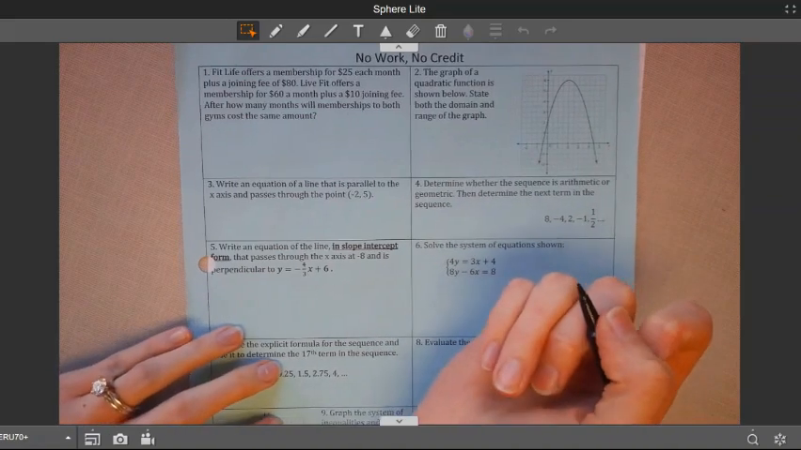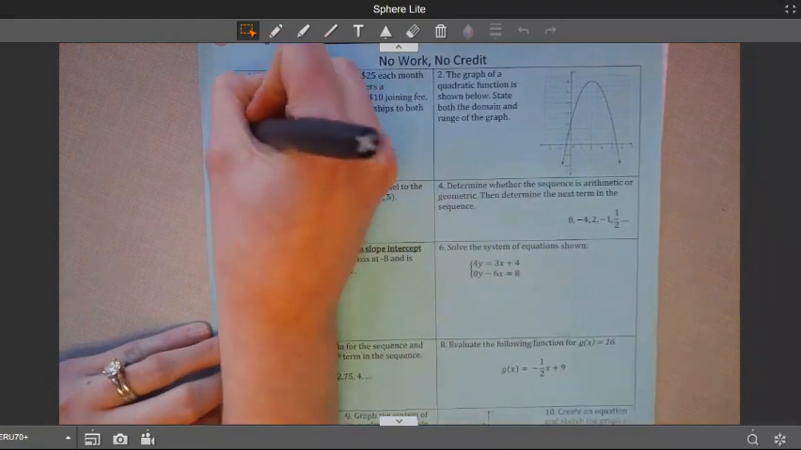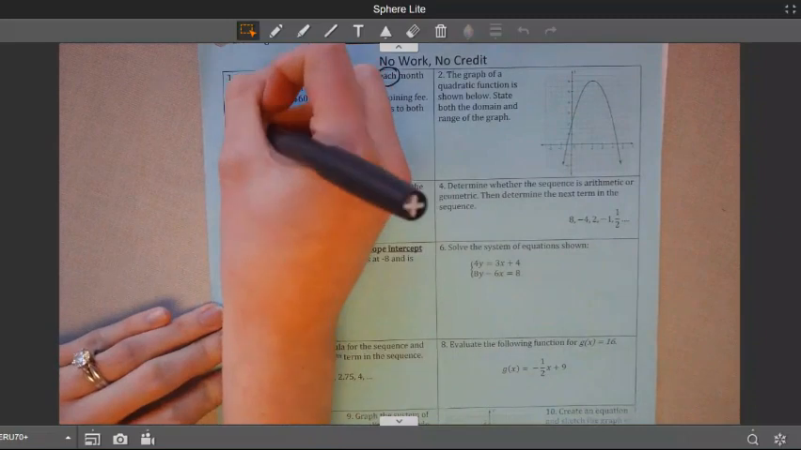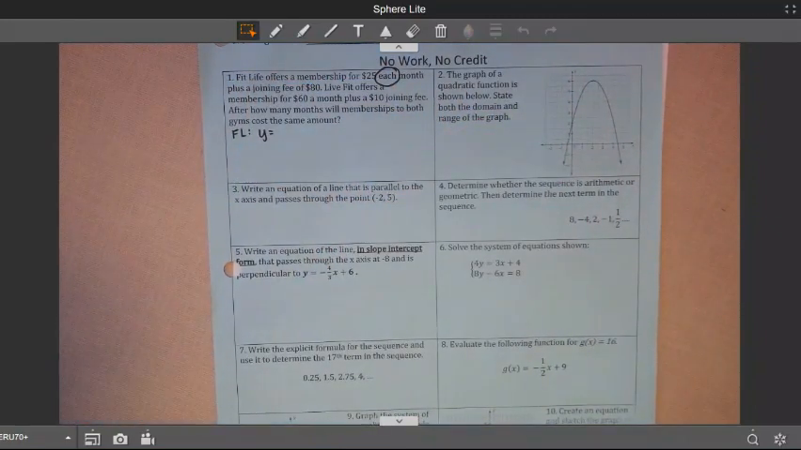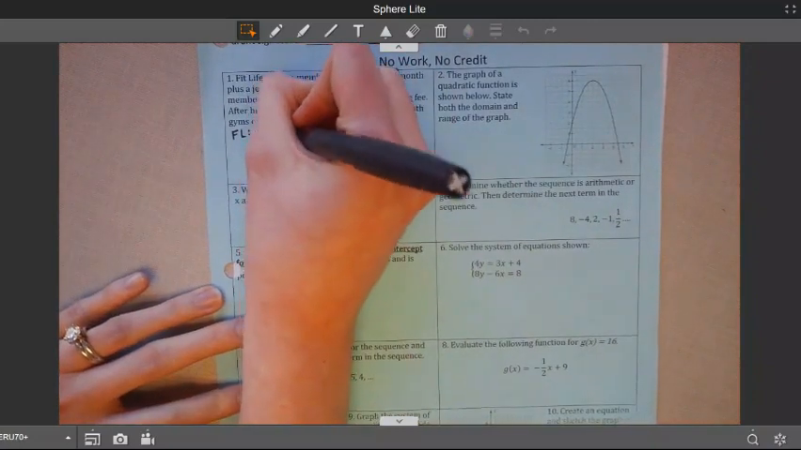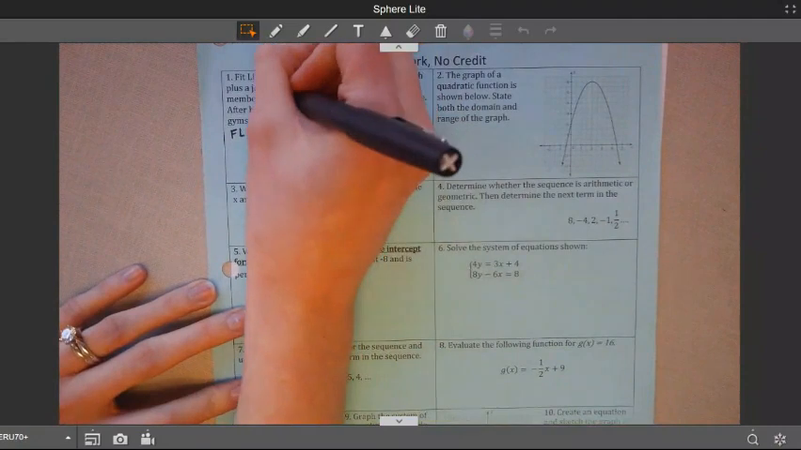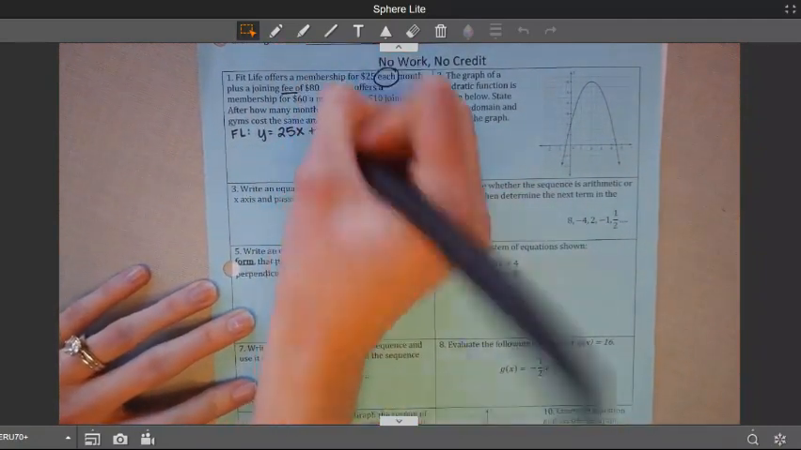Okay, so first things first, I need to write an equation for each of them. So we're going to start with Fit Life. It says $25 each month. So all our equations start in the form y equals mx plus b, and "each" is a word that tells us slope. So I'm going to say 25x, because it's always slope times x. And anytime I see the word "fee," that tells me a y-intercept, plus 80.